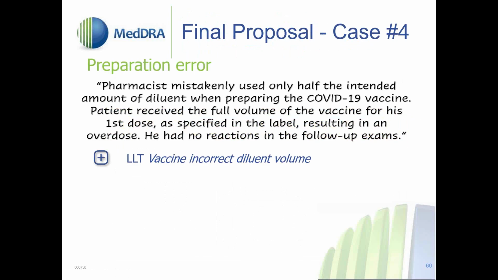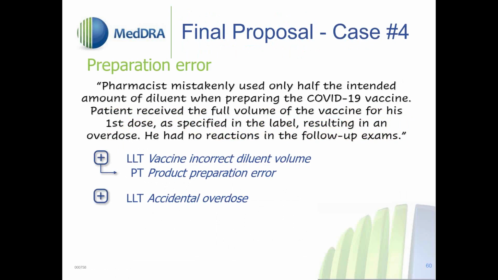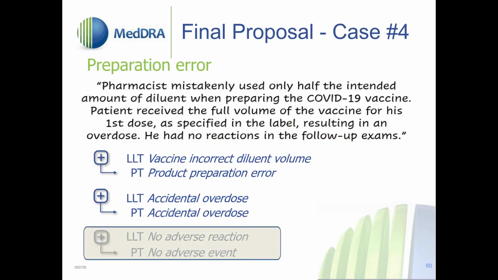Now here we are with our final proposal. We would code to the specific LLT vaccine incorrect diluent volume, and most of you have voted for this LLT under product preparation error. We would code the accidental overdose under same PT, and you could also consider to code the no adverse reaction in addition under PT no adverse event. And of course, the COVID-19 vaccination may be captured as either an indication for use or medical procedure.